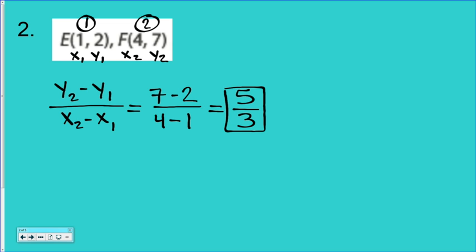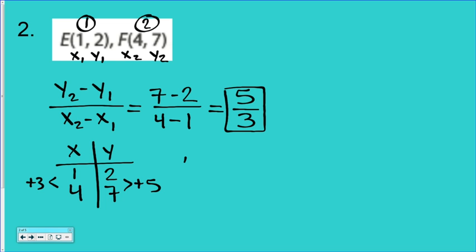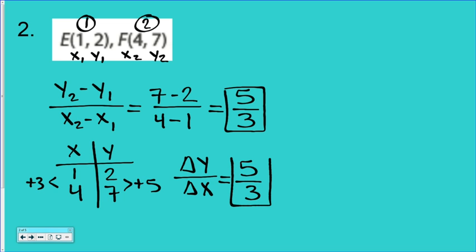You could also take your ordered pairs and plug them into an XY table. Your first ordered pair is 1, 2. Your second ordered pair is 4, 7. Looking to find your difference, how do I get from 1 to 4? I have to add 3. How do I get from 2 to 7? I have to add 5. And then I'm going to do my change in y over my change in x. Change in my y values is 5. Change in the x values is 3. And again, you have 5 thirds.